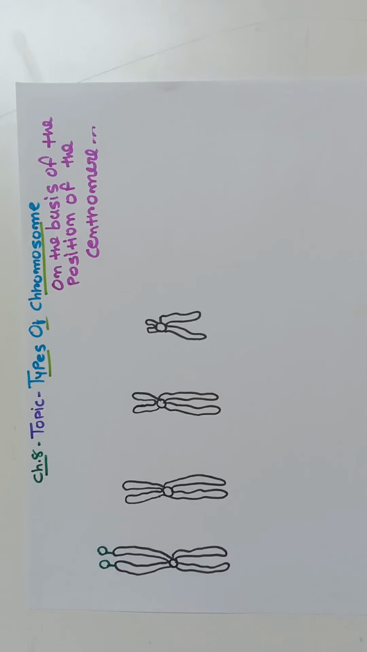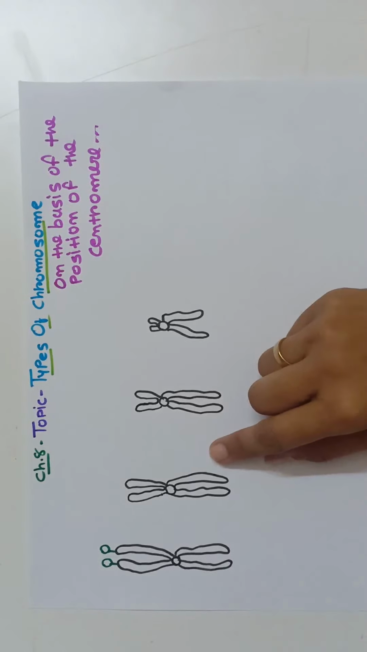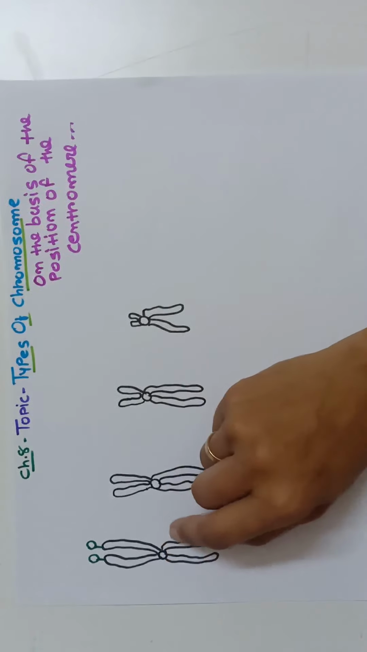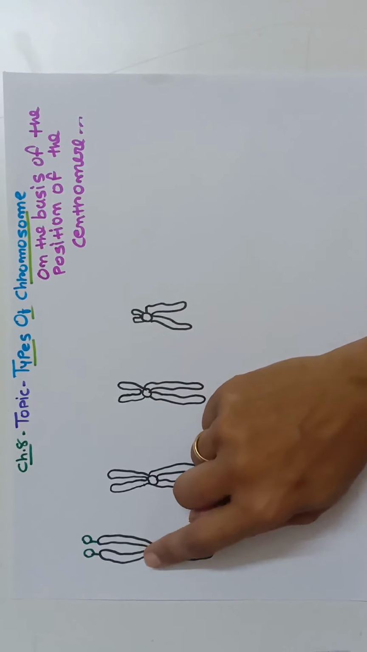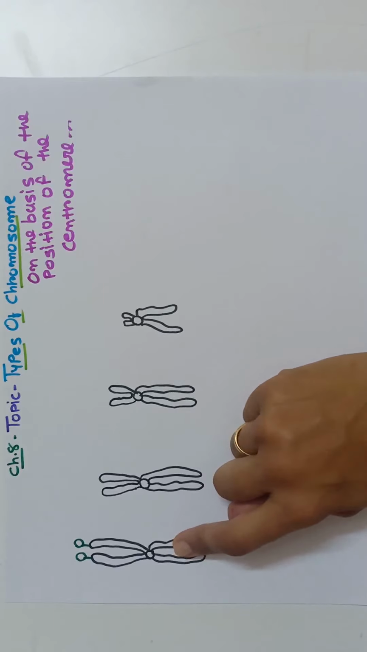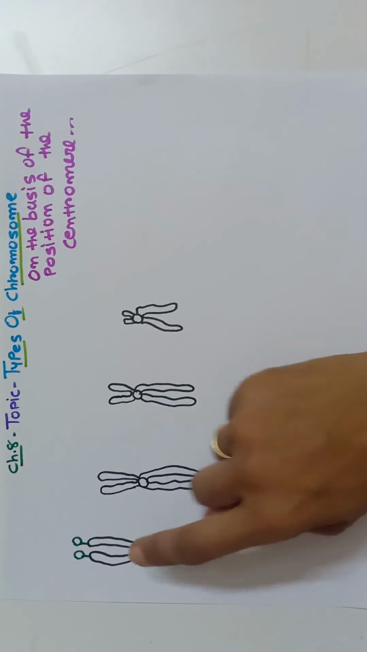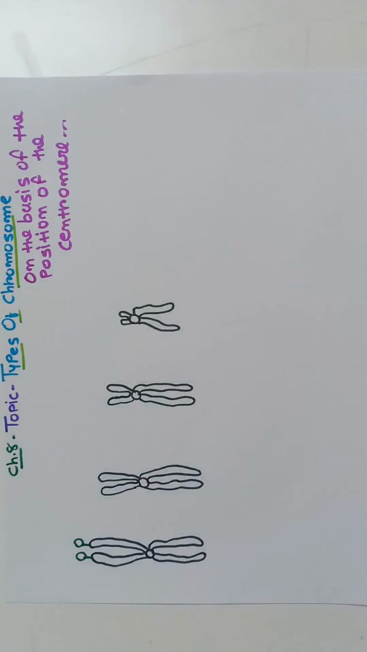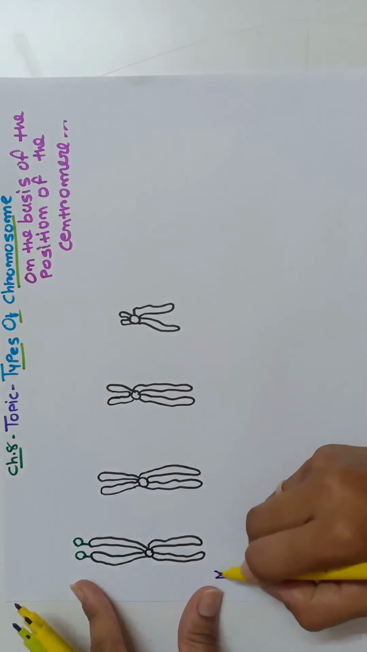First type is metacentric. It has a chromosome with equal arms. See students, this is the chromosome. These are 2 sister chromatids attached with the centromere. Both the arms are equal in size, and the centromere lies in the center portion. So this type of chromosome is known as metacentric.